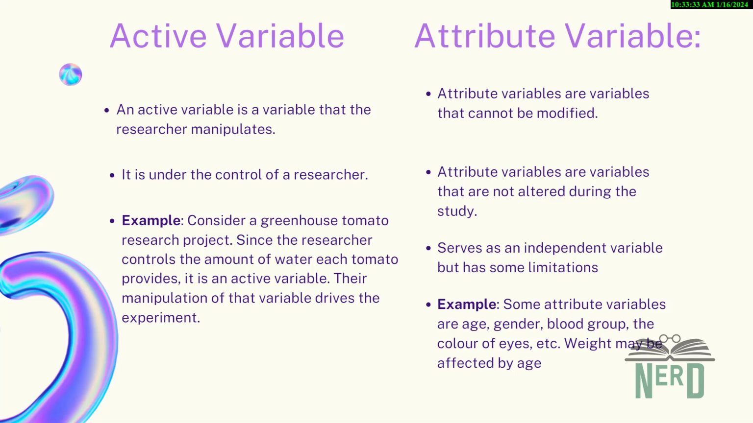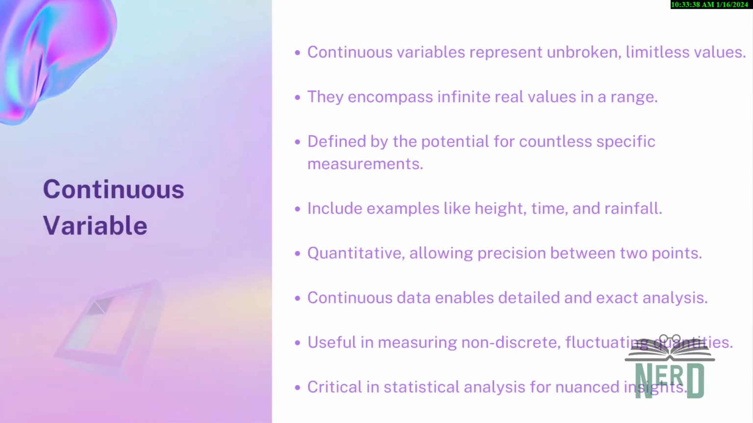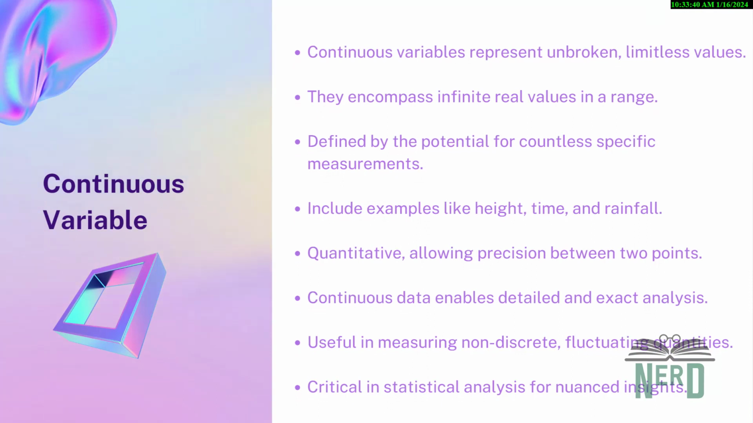So that is your active and attribute variable. Next, we'll quickly move to another variable, which is called a continuous variable. This one is a bit like a slider on a music app. It can smoothly move from one value to another, right, without any sudden jump. Continuous variables can take on any number within a certain range.